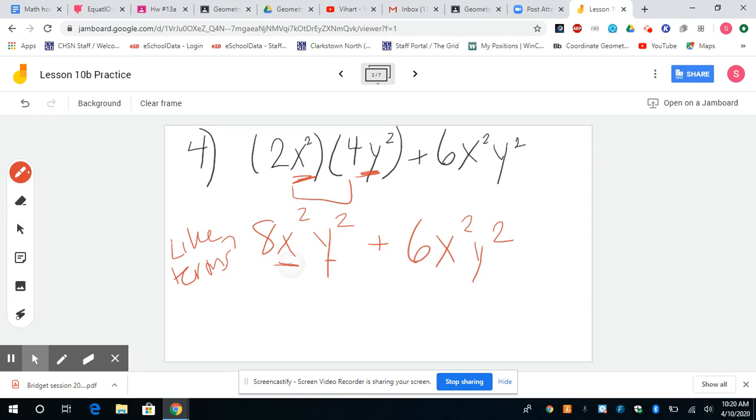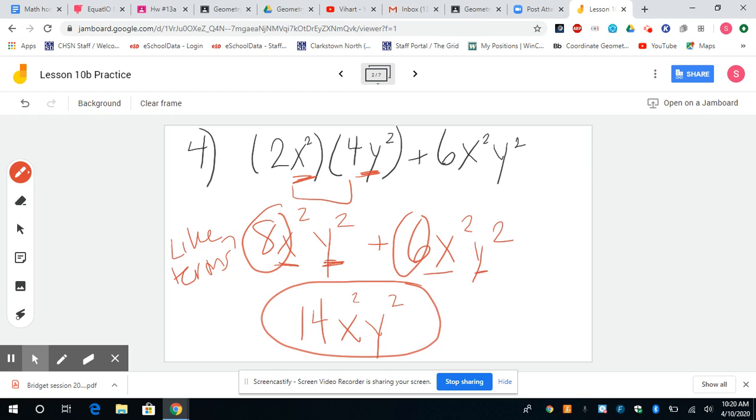So do they both have an x squared? Yes. Do they both have a y squared? Yes. So they are like terms. So all I'm going to do is add the coefficients, which is the number in front. So how many x squared y squareds do I have? I have 14 of them. And you can look up what answer letter that is.